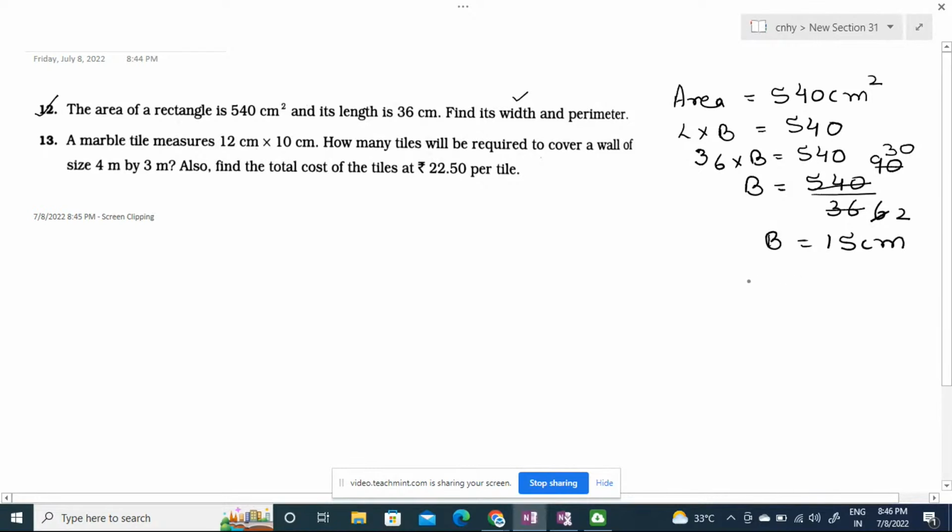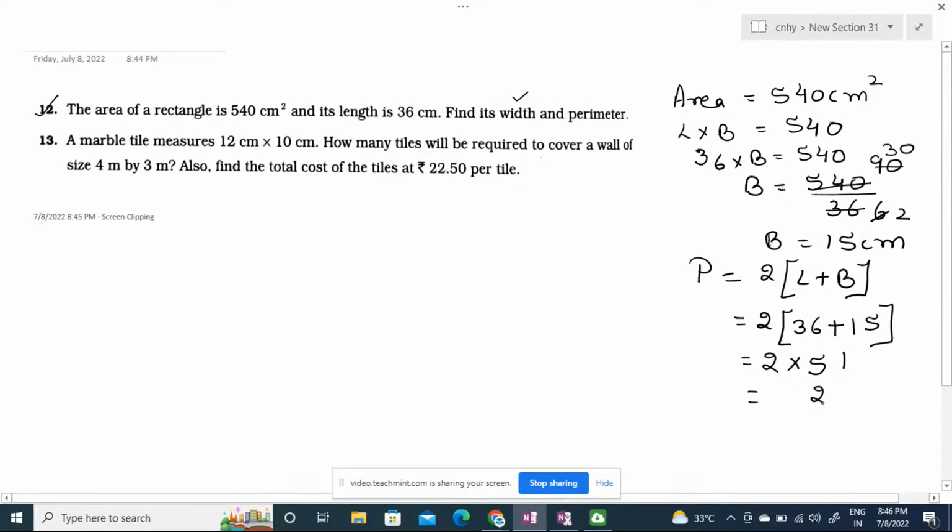Now we have to find the perimeter. Perimeter for the rectangle is 2 into L plus B. So we simply write 2 into 36 plus 15, since B is 15 cm. Now we have to multiply. 2 into 51 becomes 102 centimeter. Don't say cm, say centimeter.